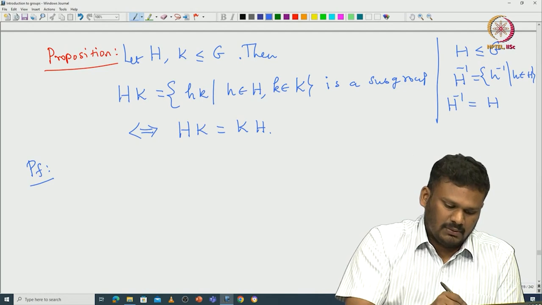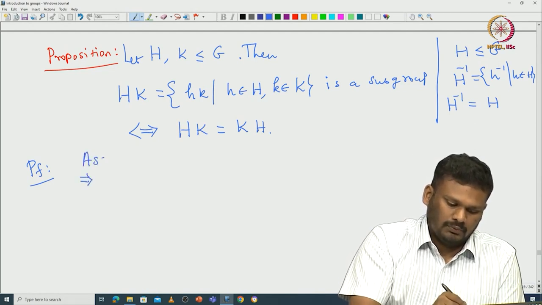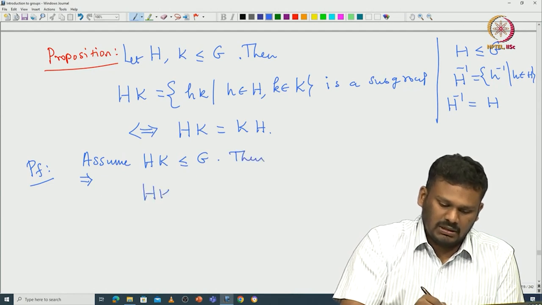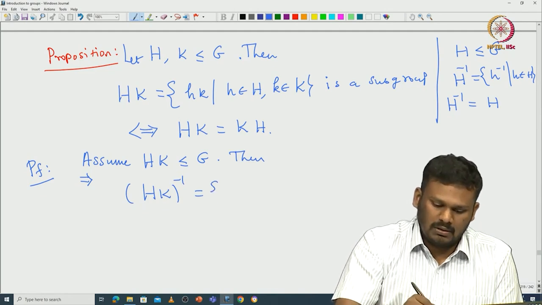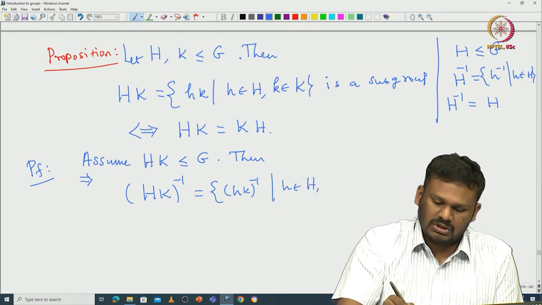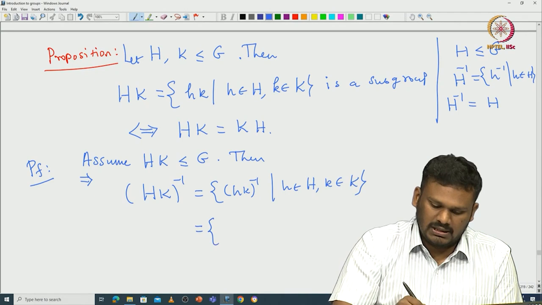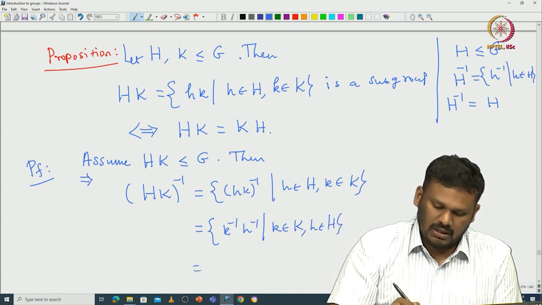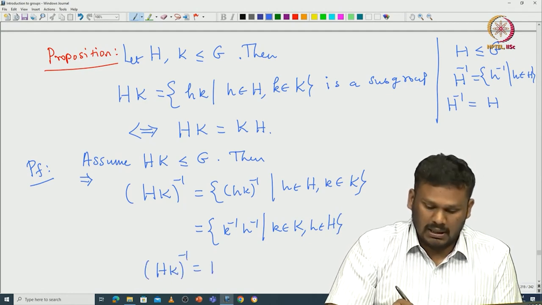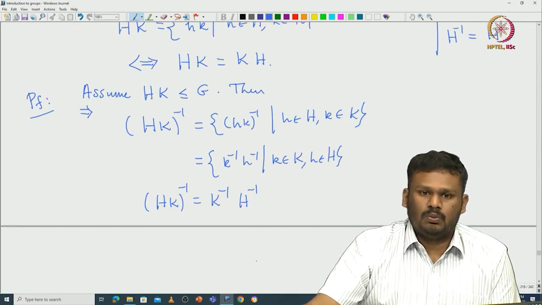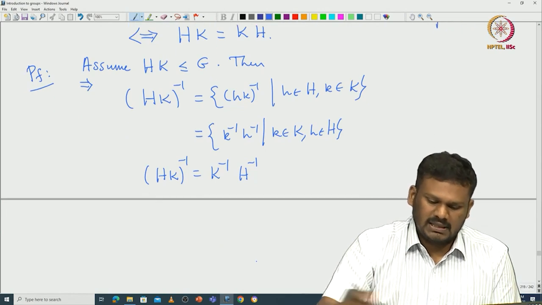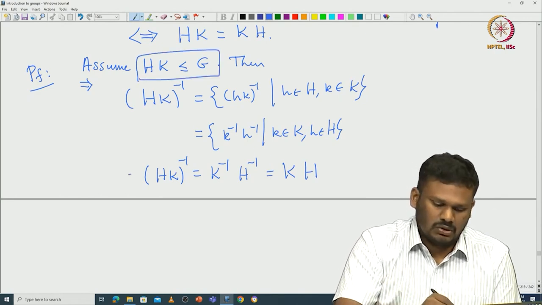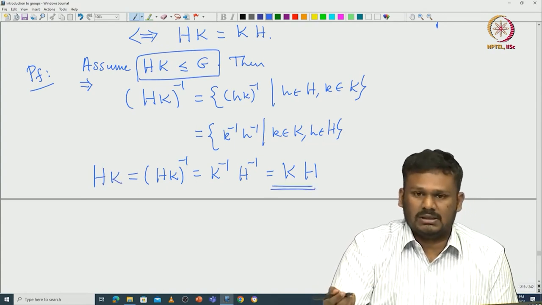Now one way: assume HK is a subgroup of G. Then HK inverse, it is not hard to check, is the set of (hk) inverse, where h comes from H and k comes from capital K. This is equal to k inverse h inverse, where k is coming from capital K and h is coming from capital H. But since both of them are subgroups, K inverse equals K and H inverse equals H. Now if HK is a subgroup, then HK inverse should be HK. So that means HK should be equal to KH. So one way is obvious.